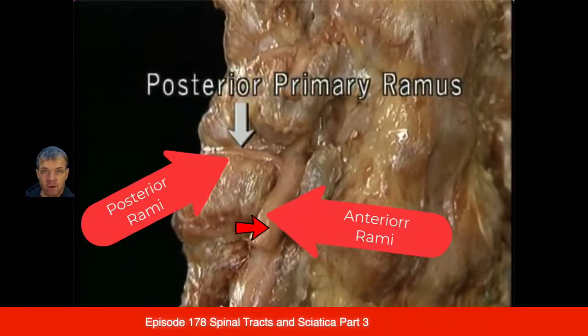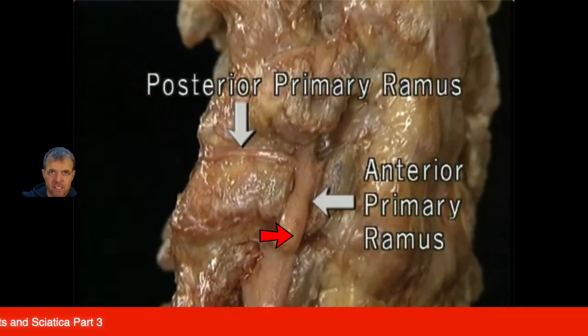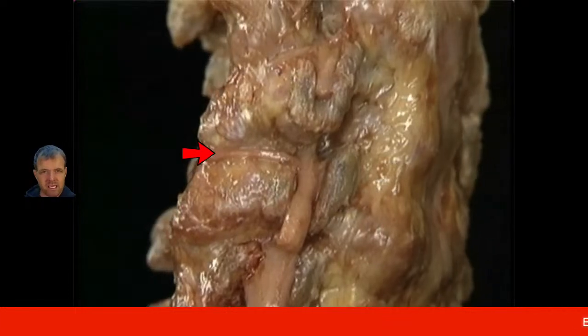Different branches. So we've got a front branch and a back branch. The front branch will go to the front of your body, the side of the body. The back branch will go to and supply the skin and the muscles on the back.